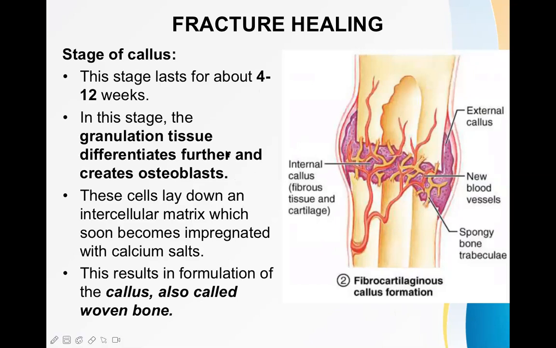Now in this stage, the granulation tissue differentiates further and creates osteoblasts. These osteoblasts are bone forming cells. So these osteoblasts lay down an intercellular matrix. Let me explain this because this is an important point for you. The intercellular matrix soon becomes impregnated with calcium salt.